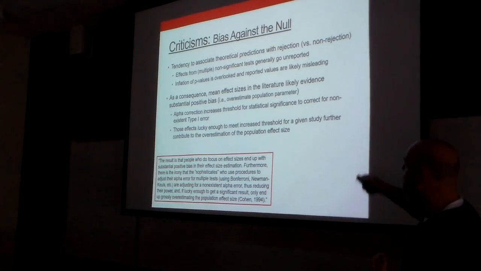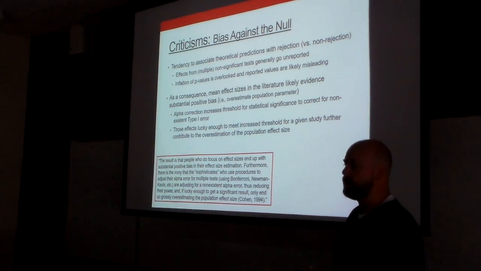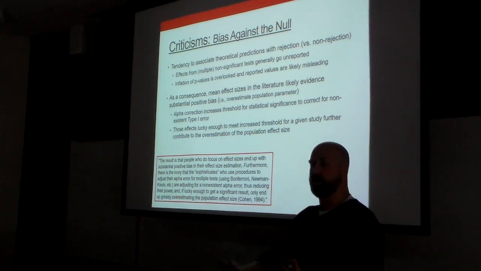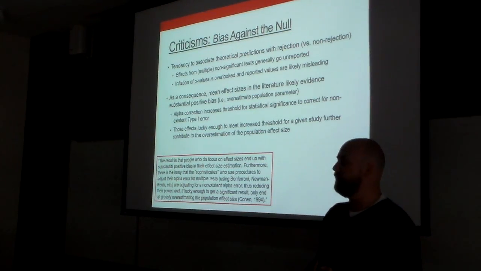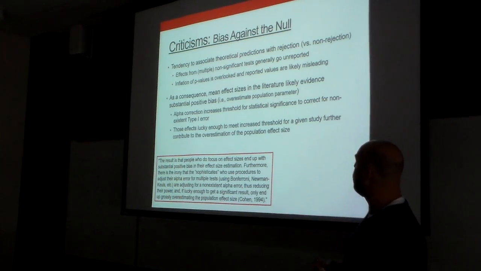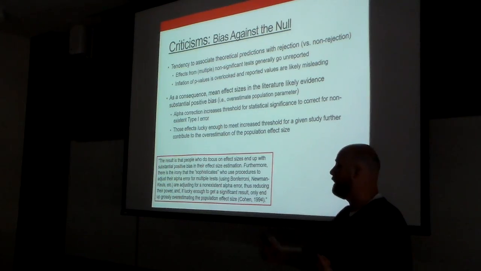And so what's going on is that when we look at our effect sizes and our literature and say, okay, this is the effect that I'm basing my power analysis on, well, you should probably know that that's a gross overestimate of the actual effect that you're looking at because of this bias, right? Alpha correction increases the threshold for statistical significance and also probably contributes to this, right?